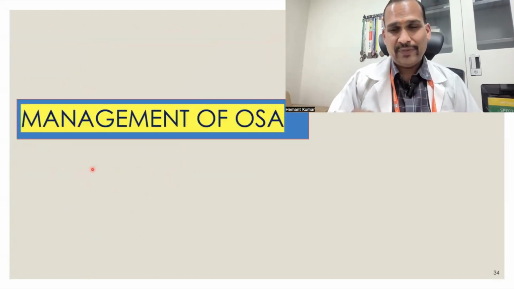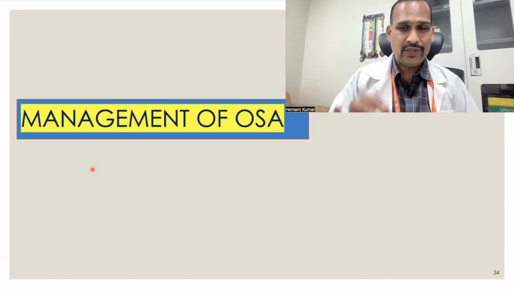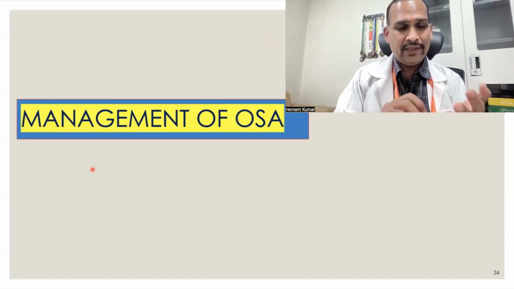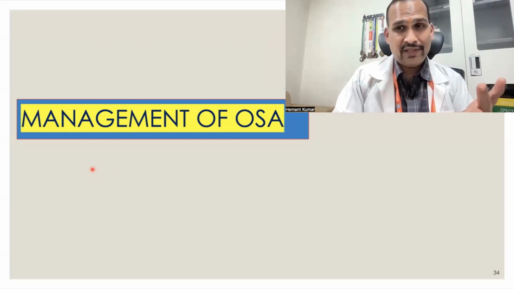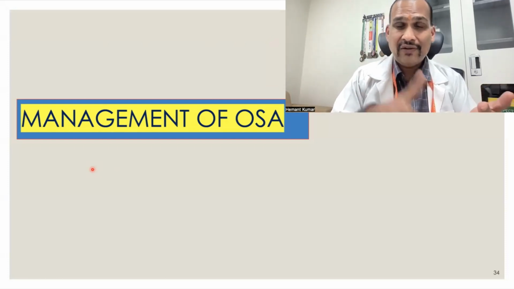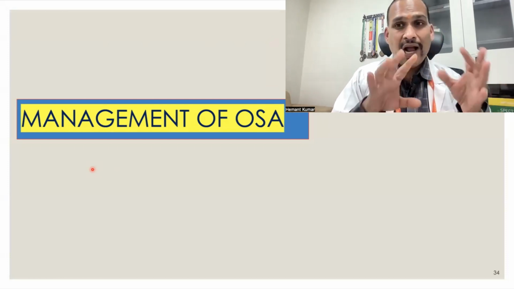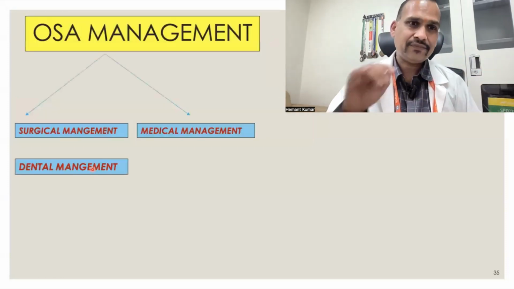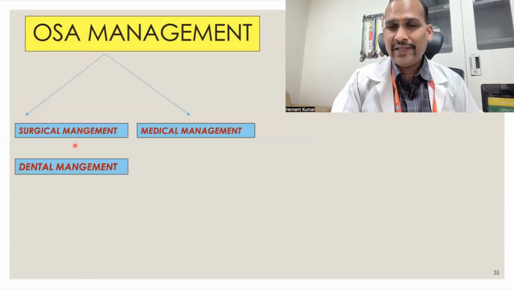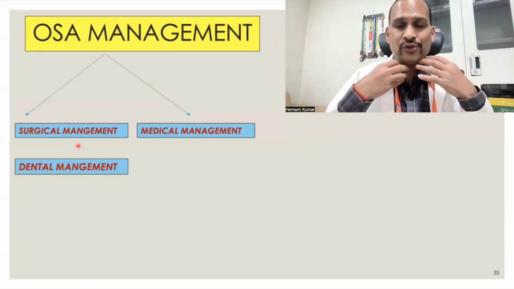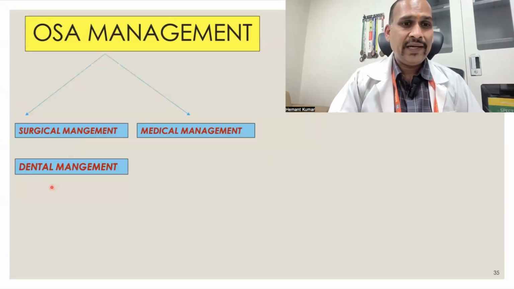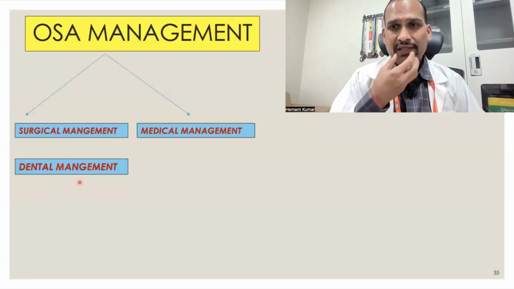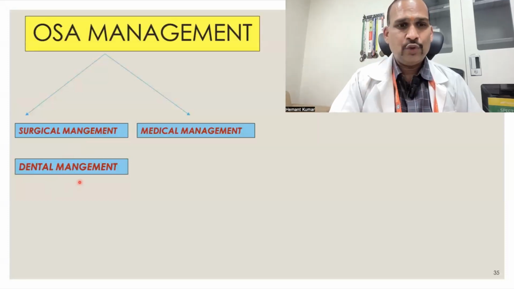Now coming to management. How to treat a patient of OSA. So far you have learned what OSA is, what the symptoms are, and what the complications are, if you do not treat the OSA patient. Now, how to manage a patient of OSA. In surgical management, if the patient has, for example, enlarged tonsils, you remove the tonsils. If the patient has a DNS, a nasal septum deviation, you can correct it. Dental management: a few patients have teeth problems, and you can correct them.